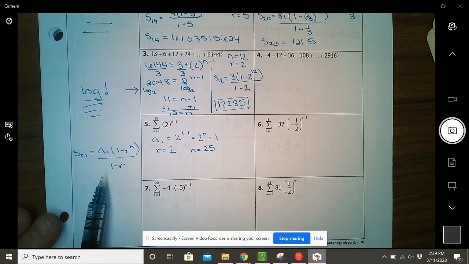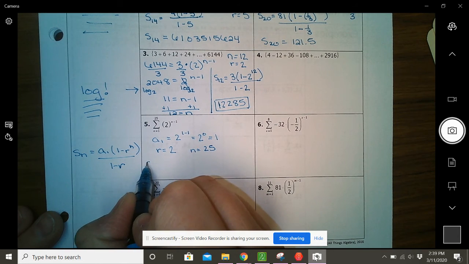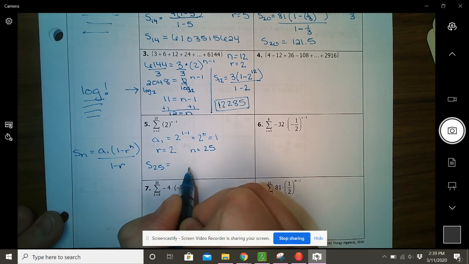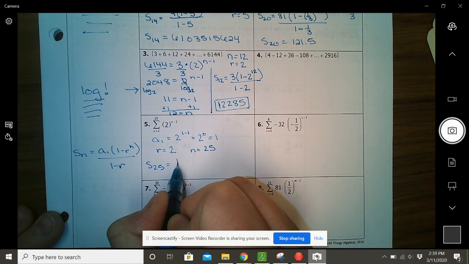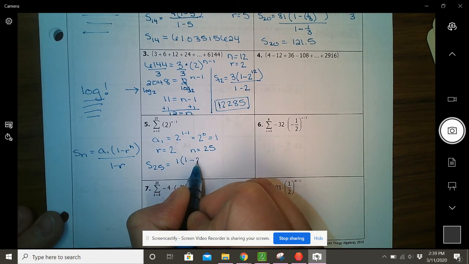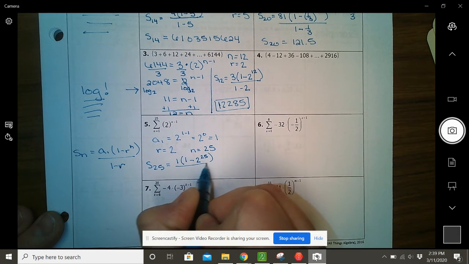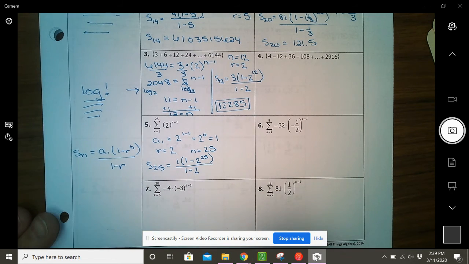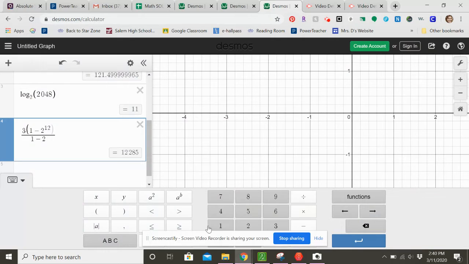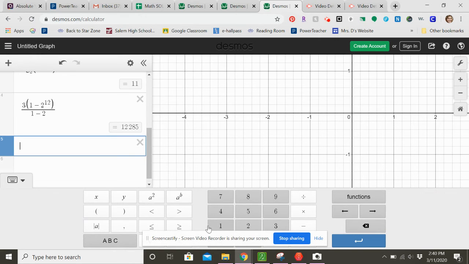So if I want to plug this into the formula, here's what it would look like. The sum of the first 25 terms: the first term is 1, the common ratio r is 2, the n value is 25, all over 1 minus 2. And then I have to take that to Desmos and plug everything in. So I'm going to have to use Desmos either way, or some kind of calculator. I keep saying Desmos because that's our state-approved calculator.